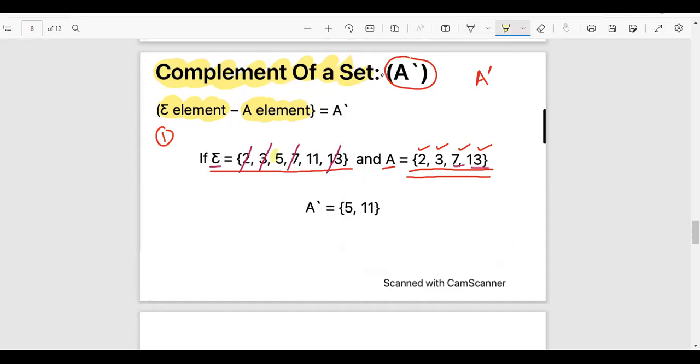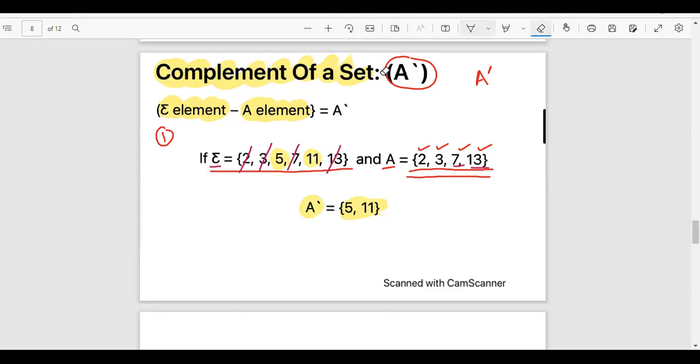We are left with 5 and 11. So A complement is going to have 5 and 11. Okay. Forget about everything we have been discussing so far. That was just an idea for you guys to get comfortable with how exactly a set looks and some basic stuff. This is the major content.